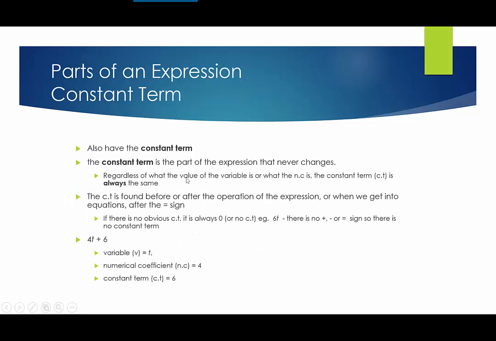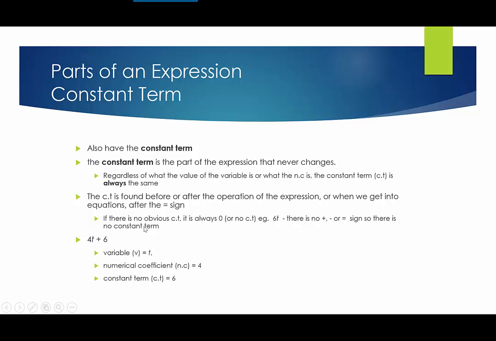So here's the constant term. The constant term is the part of the expression that never ever changes. So regardless of what value the variable is or what the numerical coefficient is, the constant term always stays the same. So for example, down here we look at 4t plus 6. The 4 is our numerical coefficient because it comes before our variable of t, plus 6. So regardless of what t is, we are always going to add 6 to it. That is never going to change. It remains constant. So that stays as our constant term.